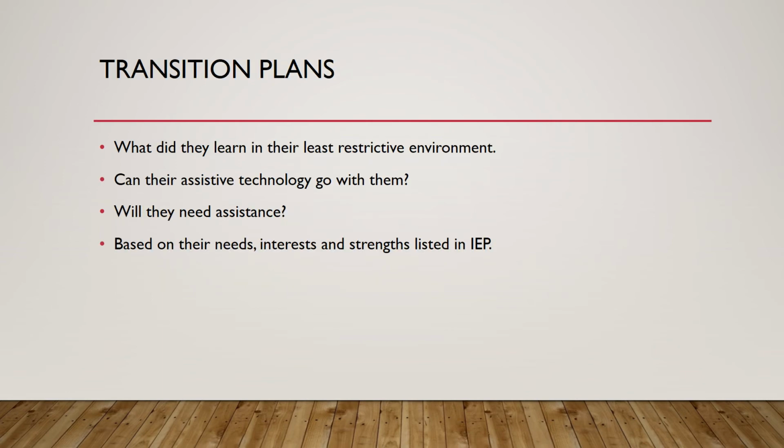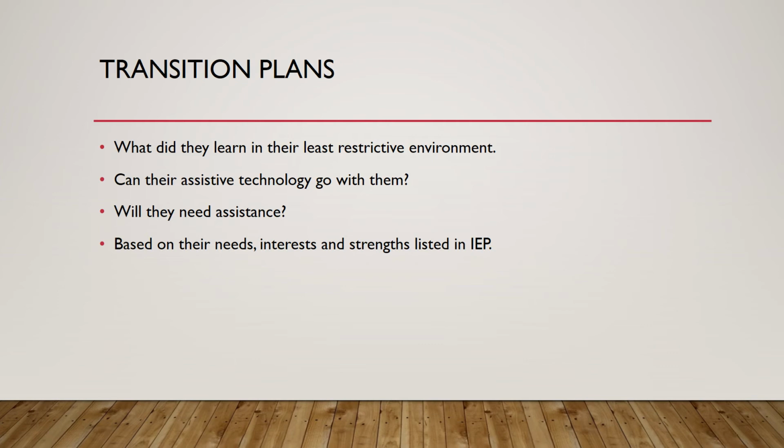Transition plans. Once we figure out their least restrictive environment, we implement these assistive technology devices. We need to implement what they did learn in their least restrictive environment, as long as we give them that assistive technology to go with them to help them be successful. We need to figure out what assistance they're going to need after school, what therapies they might still need, and what assistance in the household they might need.